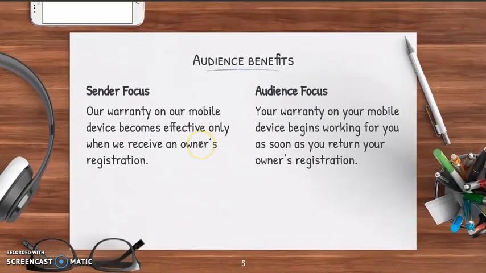An example of this: here on the left would be the unrevised sentence. Say the message is, our warranty on our mobile device becomes effective only when we receive an owner's registration. Now, if you edit it to include audience benefits, it would say something like, your warranty on your mobile device begins working for you as soon as you return your owner's registration. This frames the message on the audience. It addresses the audience a lot more clearly, and it really gets to the point of what's in it for them, what's going to benefit them, and how they go about it.